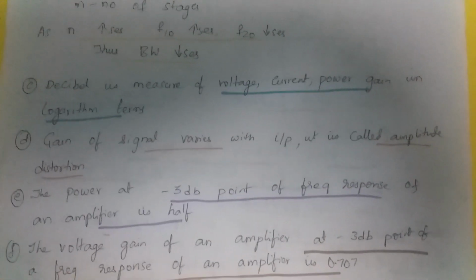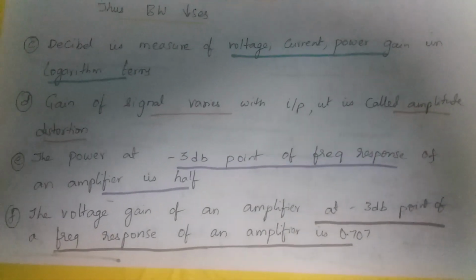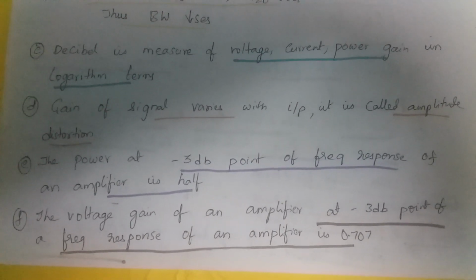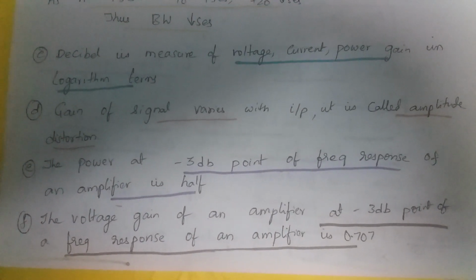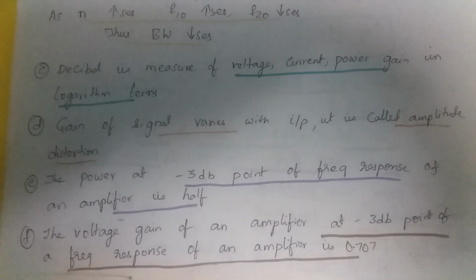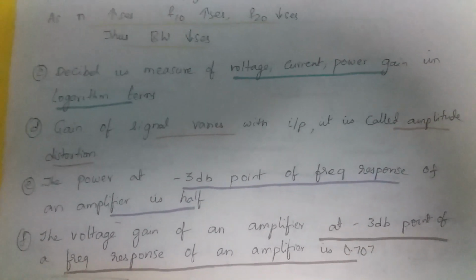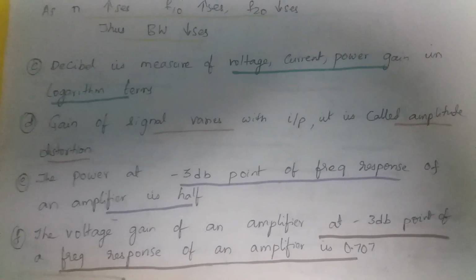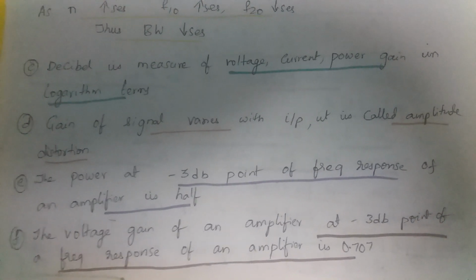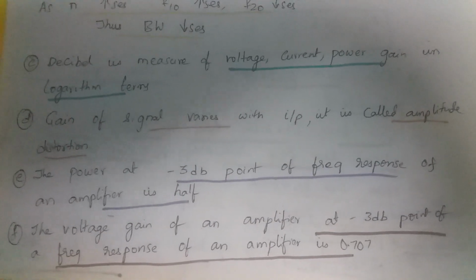Decibel is the measure of voltage, current, or power gain in logarithmic terms. If the gain of a signal varies with input, it is called amplitude distortion. The power at the minus 3 dB point of the frequency response of any amplifier is half, and the voltage gain of an amplifier at the minus 3 dB point is equal to 0.707.